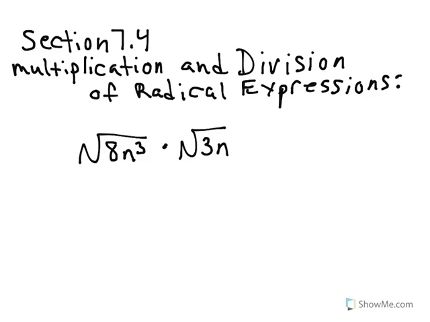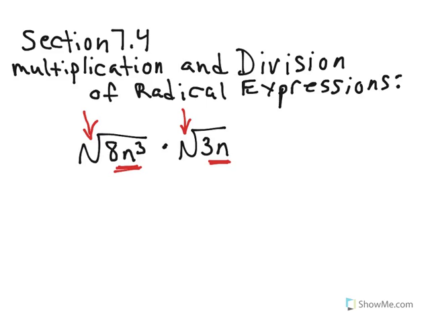Section 7.4, Multiplication and Division of Radical Expressions. When we multiply and divide radical expressions, we must have the same index, but we do not need the same radicand. We simply multiply the radicands together.